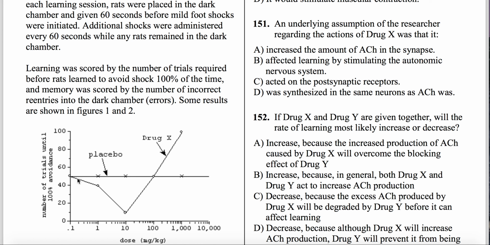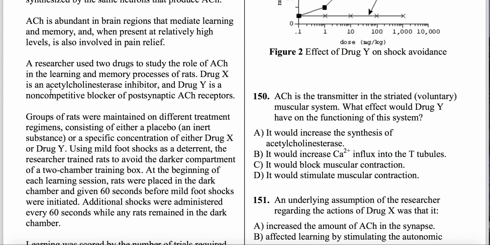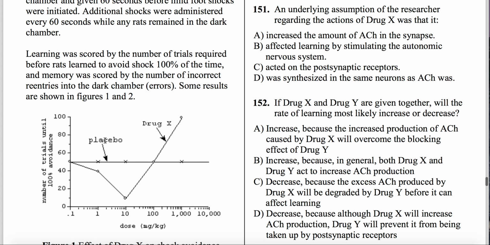Okay, so the placebo is just going to be used as a point of comparison. So that's going to be like the flat baseline. All right, and this line over here is for drug X. So remember, drug X is the one that inhibits acetylcholine esterase, so it should increase the amount of acetylcholine we have in the synapse. And so let's look at our axes real quick. It says the number of trials until 100% avoidance, and here's the dose.